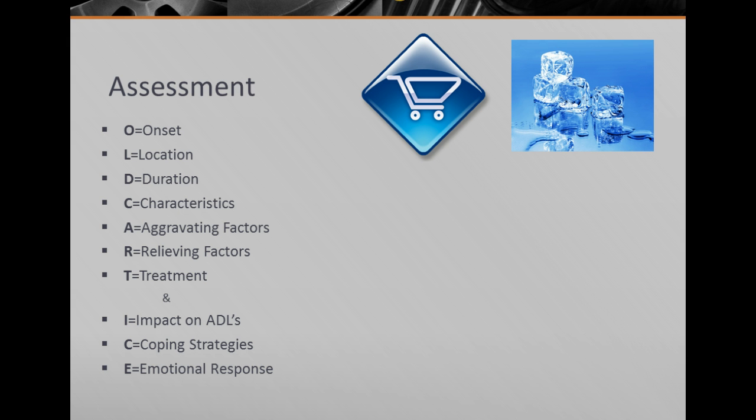Whenever doing the assessment, we use the acronym OLD CART and ICE. If the patient is in acute pain, then provide pain relief before moving on to a more in-depth assessment. You are going to ask about the onset, location, duration, characteristics, aggravating factors, relieving factors, treatment, impact on activities of daily living, coping strategies, and emotional response.